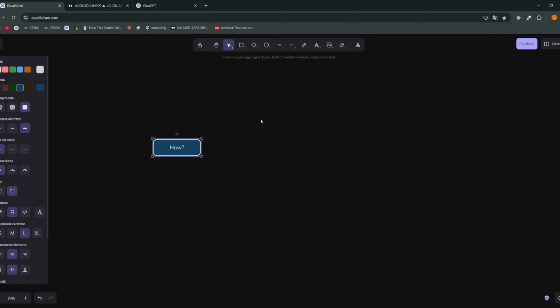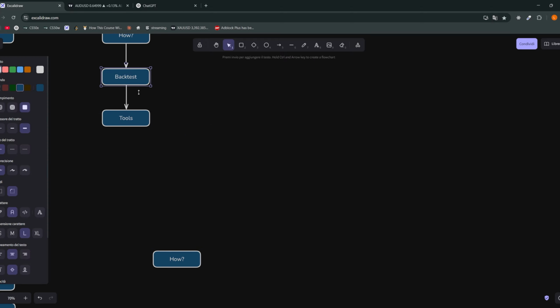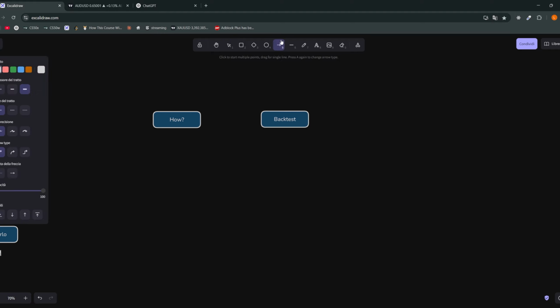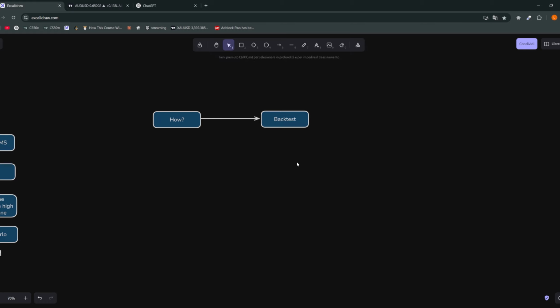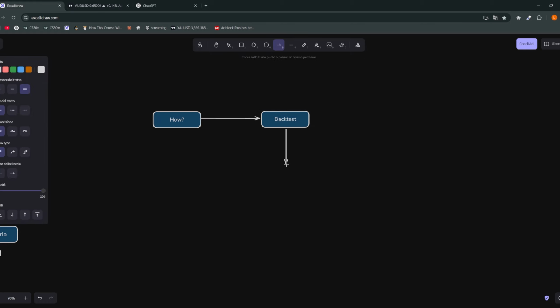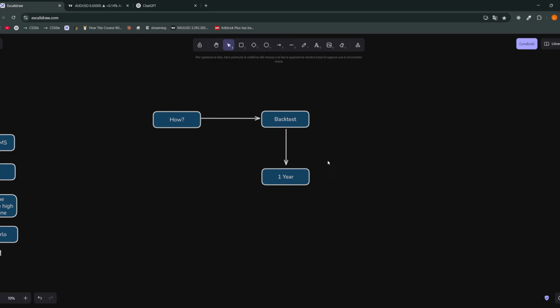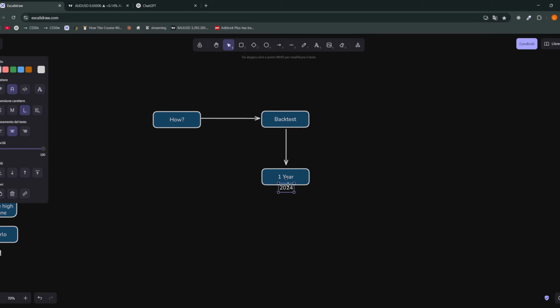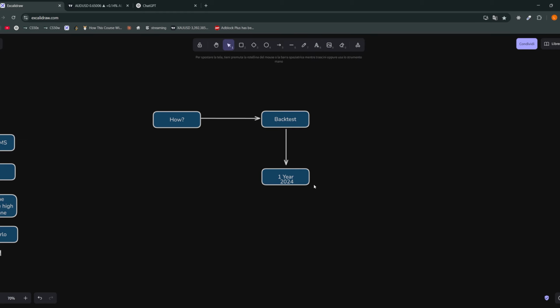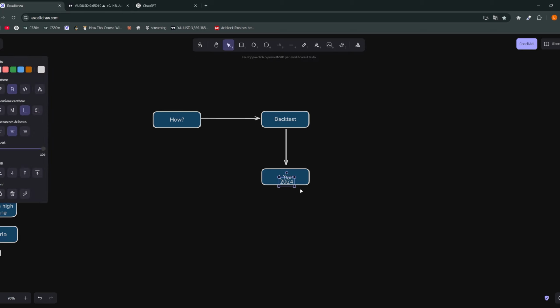How will we develop this strategy? With a backtest, obviously. For now, I want to create a backtest for 1 year of trading for every major pair. This year will be the 2024 year. So this is the thing we are looking for.